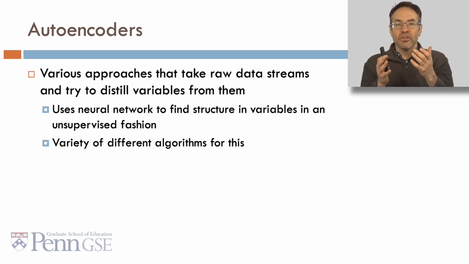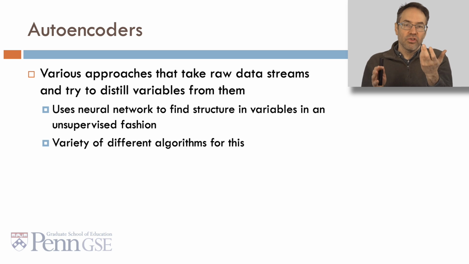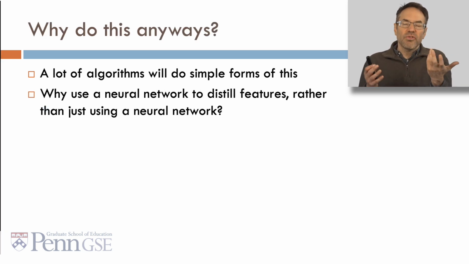There are also various approaches for autoencoding, approaches that take raw data streams and try to distill variables from them. The most common way to do this is to use a neural network to find structure in the variables in an unsupervised fashion, and there's a variety of different algorithms for this. A lot of algorithms will do simple forms of this anyways.